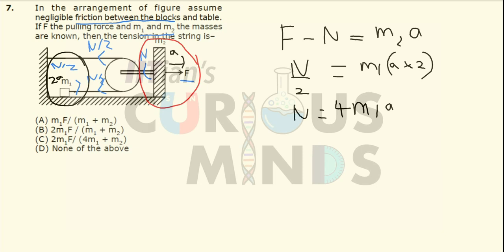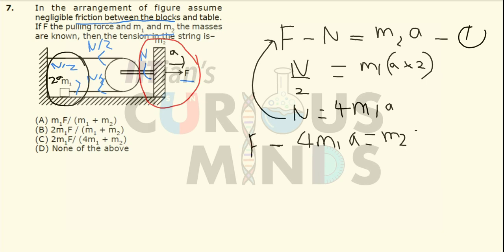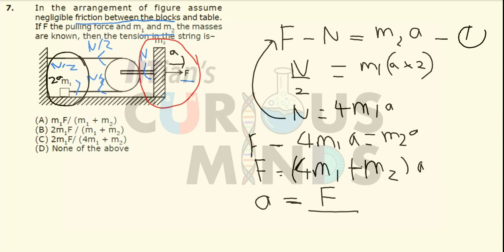So over here when I substitute the values in the first equation, F minus 4m1a will be equal to m2a. So F will be equal to 4m1 plus m2 into a. Okay, so a will be equal to F divided by 4 times m1 plus m2. Okay, now we have got the acceleration over here. It is equal to F divided by 4 times m1 plus m2.